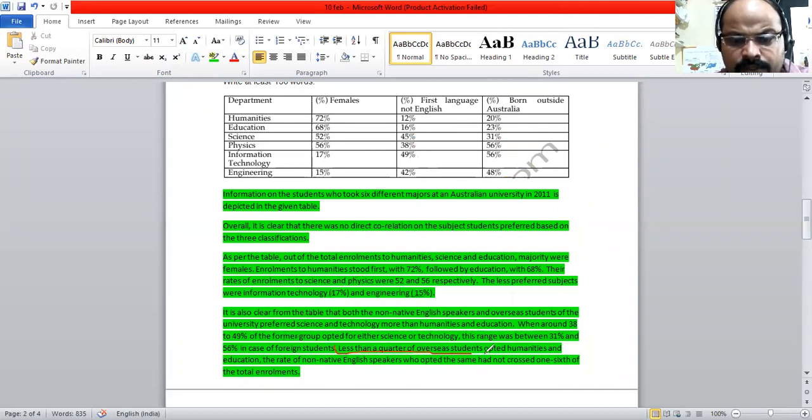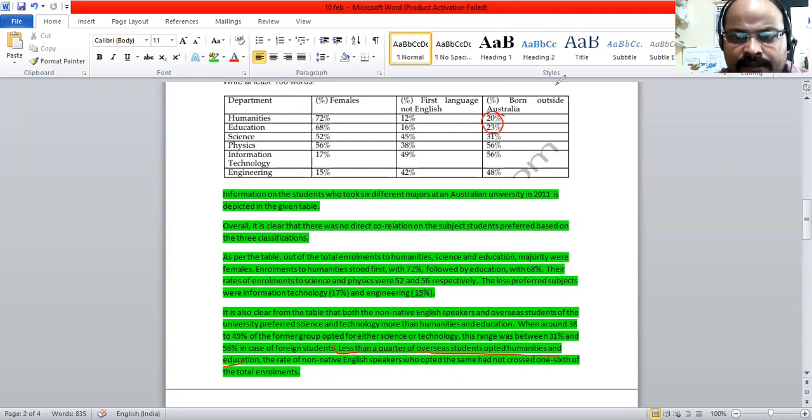Less than a quarter of the overseas students opted for humanities and education.